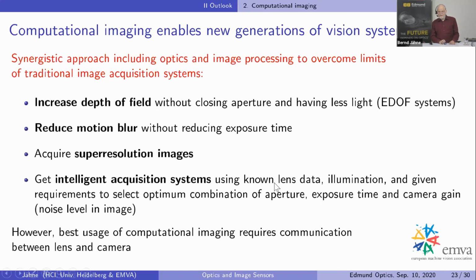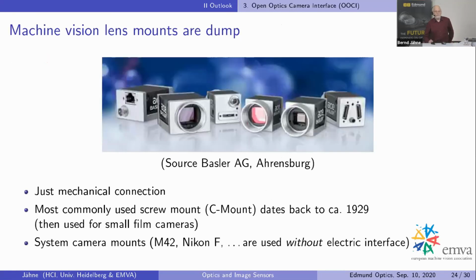We really need to know more about the lenses to do this kind of thing. And that means we need to have established a communication between the lens and the camera. And if you look now at how machine vision lenses look, well, they are all dumb. It's just a mechanical connection. You remember, I've shown you here a number of cameras with the famous C-mount. You can just screw in your lens and that is it. No kind of communication.